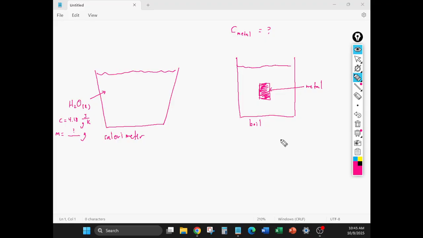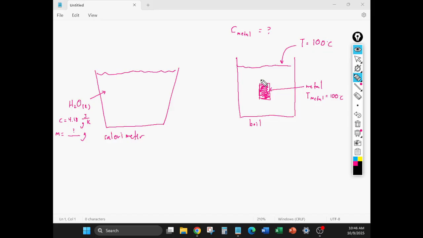Okay, and the reason why we do this is because boiling water has a very specific temperature, right? The boiling point of water is going to be 100 degrees Celsius. Okay, everybody following? Okay, so if you put a piece of metal in boiling water, what's the temperature of that metal going to become? Yeah, 100 degrees Celsius is the same, right? So what's going to happen is that you get the metal to a specific temperature, and that temperature of the metal is going to be 100 degrees Celsius because it's in this boiling water.